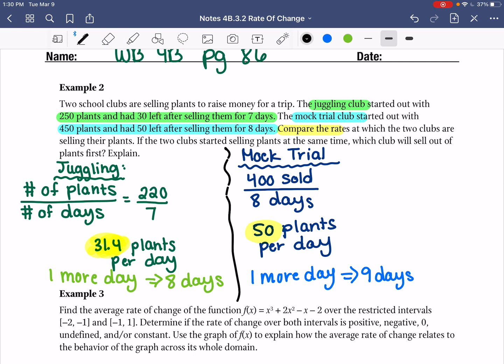If the 2 clubs started selling plants at the same time, which club would sell out first? Explain. So the juggling club needs 8 days total to sell out. The mock trial club needs 9 days total to sell out. So that means that the juggling club will sell out first. So mock trial sells more plants per day.